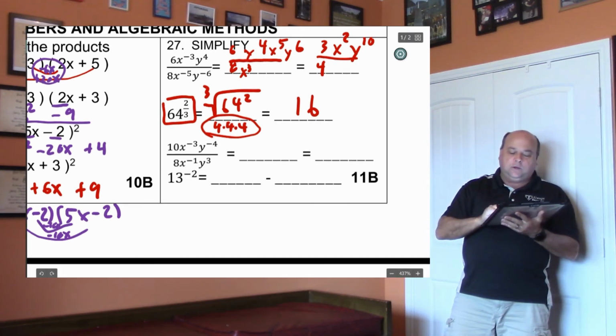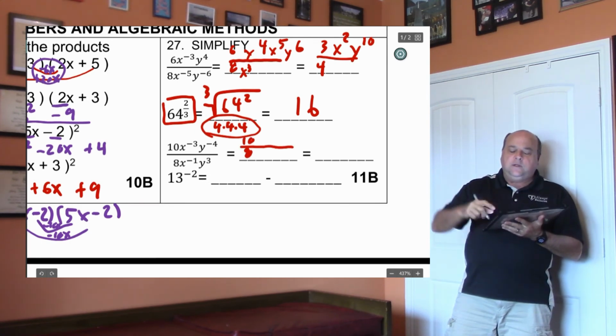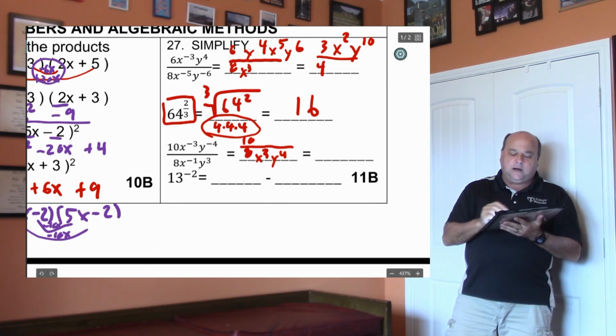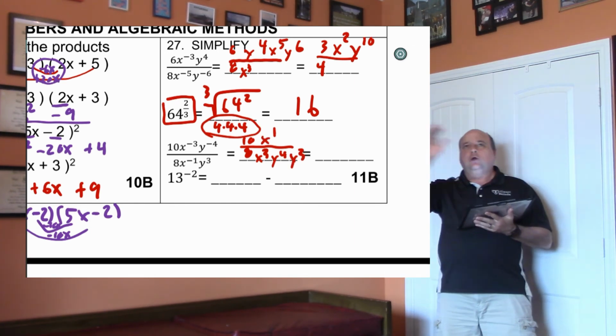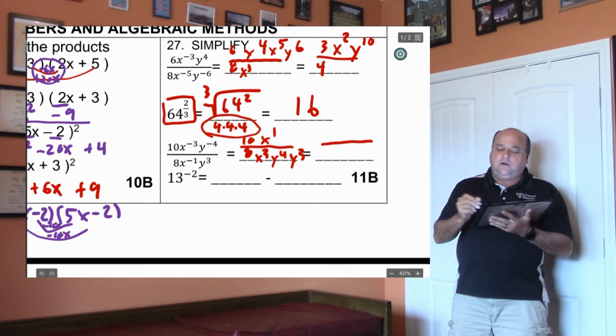Okay, the next one. We're going to put 10 over 8. Then we're going to get rid of all the negative exponents. So the x to the 3rd goes to the bottom. The y to the 4th goes to the bottom. The x to the 1 goes to the top. The y to the 3 stays on the bottom. So you just go left to right and you get rid of all those negative exponents. Now then, draw a fraction bar.